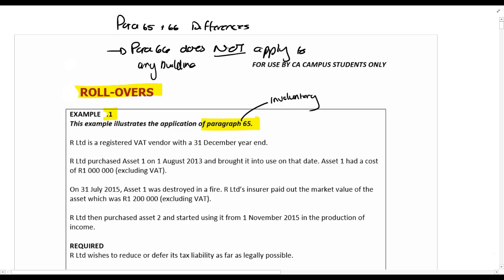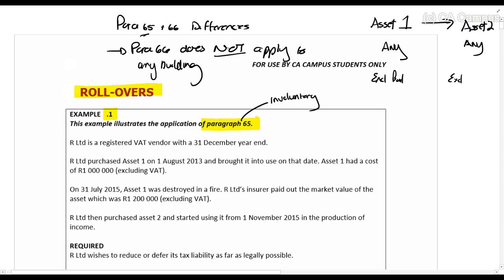Now remember guys, when we're looking at paragraph 65 and 66, we have a situation where we had one asset, asset 1, and then you replaced it with asset 2. It might even be more than asset 2. It might be asset 2, 3, and 4, whatever. Paragraph 65 says you can have any asset and replace it with any asset. Paragraph 66 says you must exclude buildings. Asset 1 can't be a building, and asset 2 also can't be a building. Doesn't mean that both have to be buildings, but if either 1 or 2 is a building, paragraph 66 can't apply.